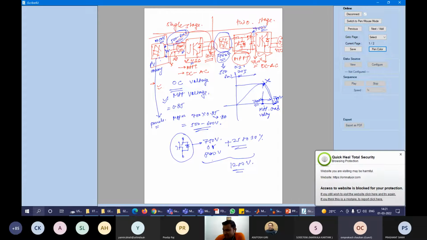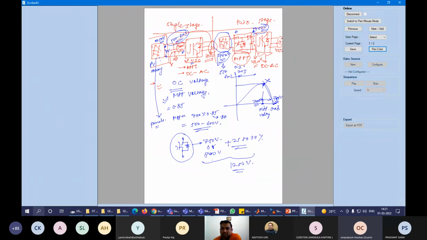So here the number of panels are the same, but we have used a decoupling device. And your IGBT switch will also be designed as per 700 volt. The blocking voltage of this inverter, this DC to AC converter, will be decided based on 700, not based on 750 or 800.